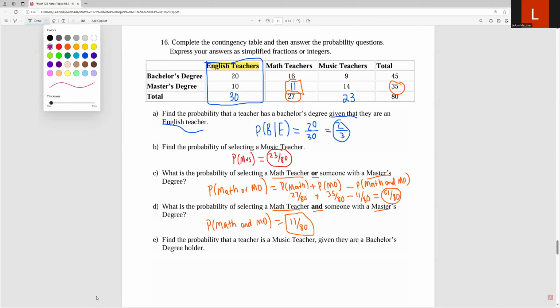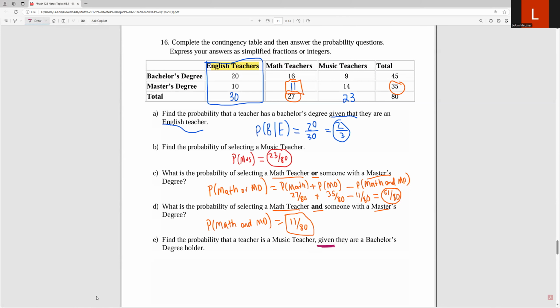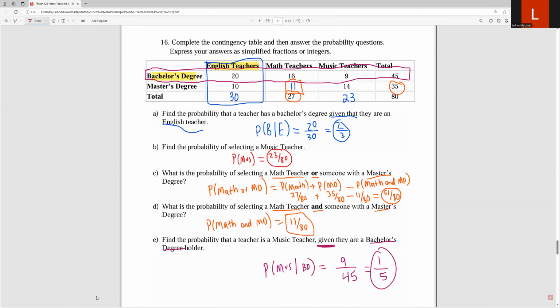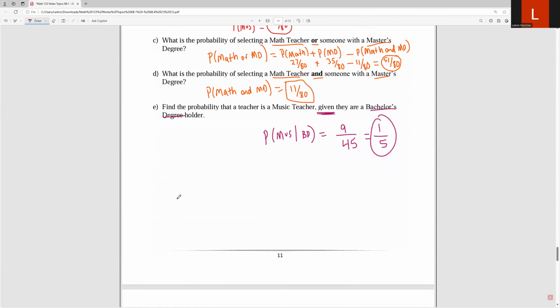Now I have one more conditional probability. So we're going to be doing the probability that someone's a music teacher given that they have a bachelor's degree. So we have to focus on just having a bachelor's degree. So notice this purple means for this problem, I'm only focused on this row. Again, I'm highlighting that just to emphasize that. So it's a given. So we're going to do music teacher given that the person has the bachelor's degree. So the only number of people who have a bachelor's degree was 45. The people in that group that are music teachers is 9. And both of those are divisible by 9. So that's going to be 1/5. Okay. So there's that one.